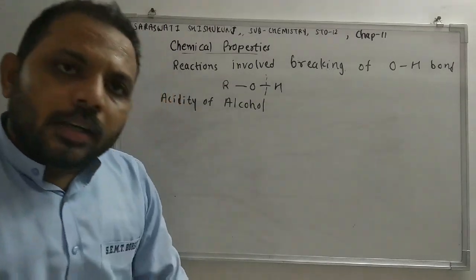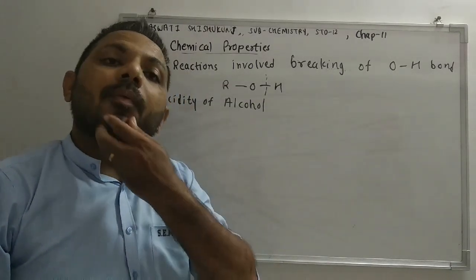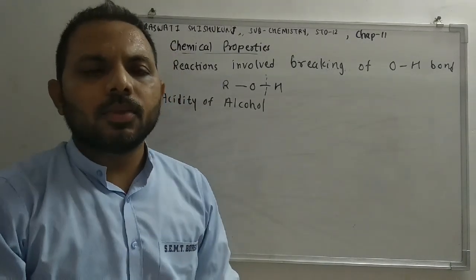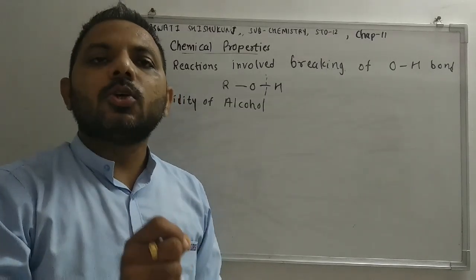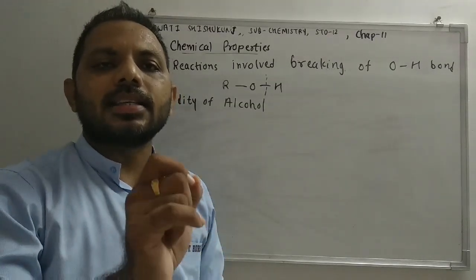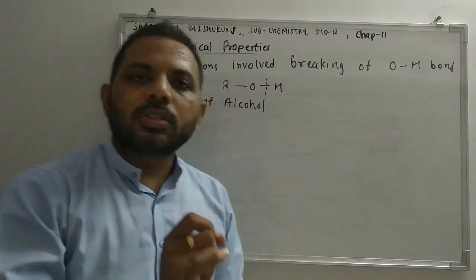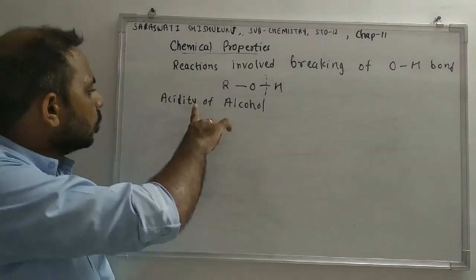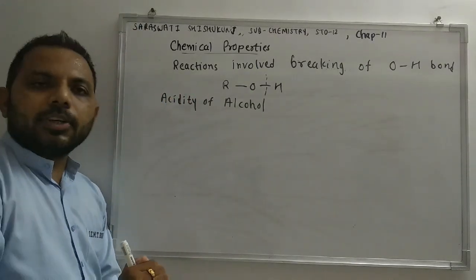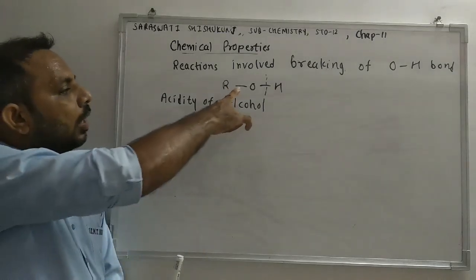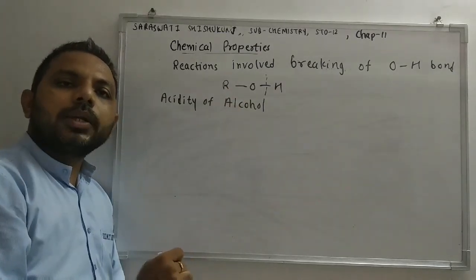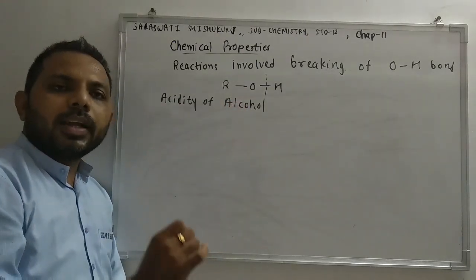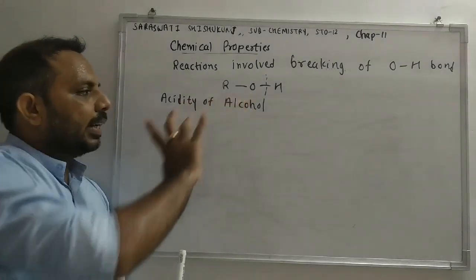Now the question is, why is alcohol acidic in nature? Which compounds should be acidic? Those compounds which can donate protons easily are acidic, or we can say those compounds which have the capacity to donate protons can act as acid. So here we are talking about the acidity of alcohol, which means alcohol should have the property to donate proton. When alcohol is donating proton, it can act as an acid.